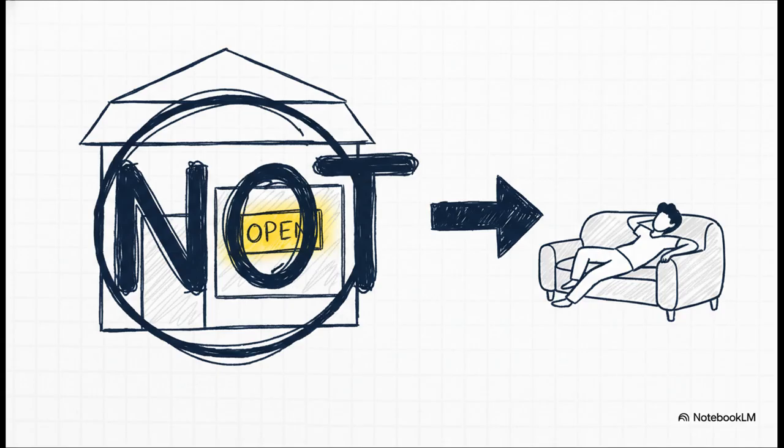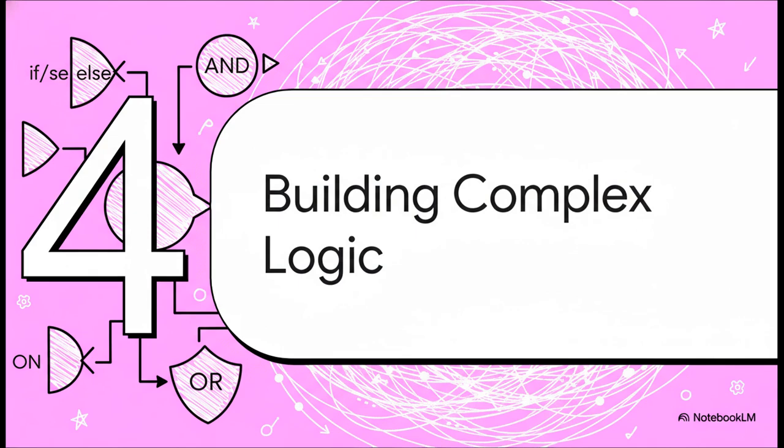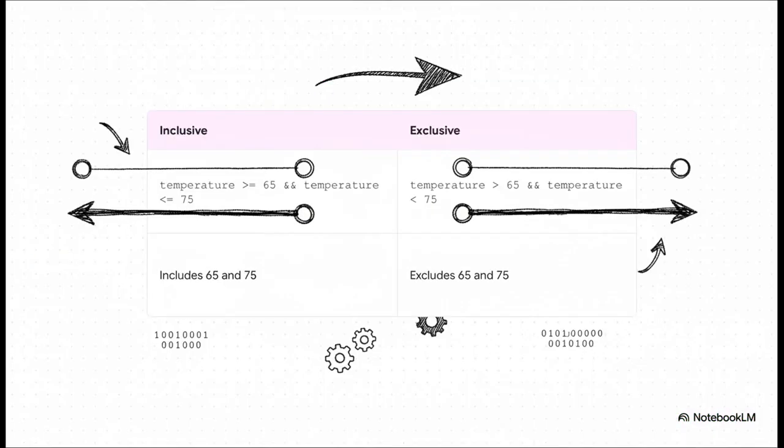All right, so now we have our building blocks: if, else, and, or, and not. Now for the fun part. Let's see how these simple little tools get combined to create the really complex and intelligent logic that powers pretty much everything around us. Okay, a super common task for code is checking if a number is inside a specific range. And we can do that by mixing our comparison signs with the AND operator.